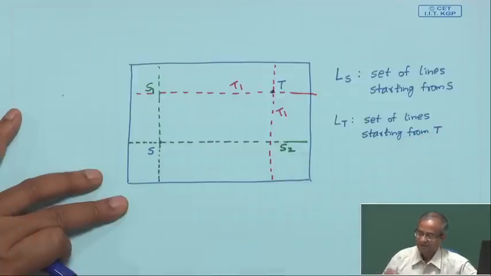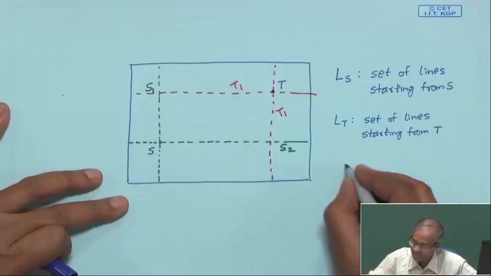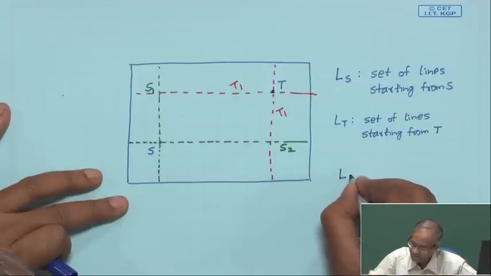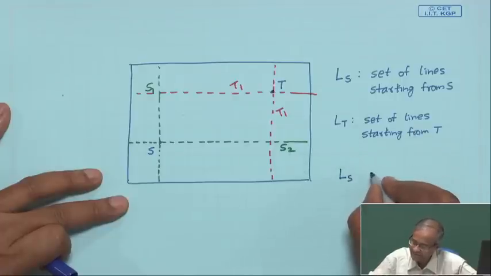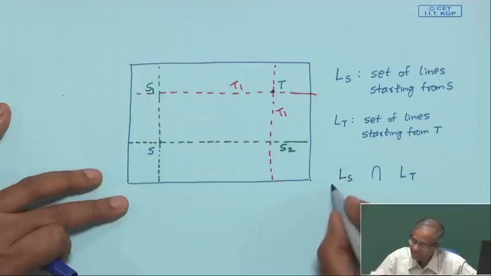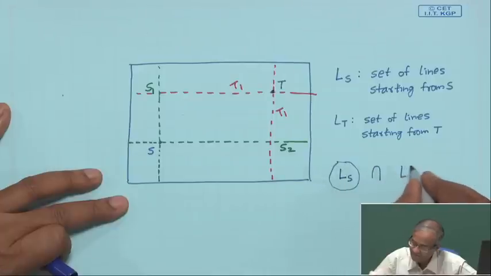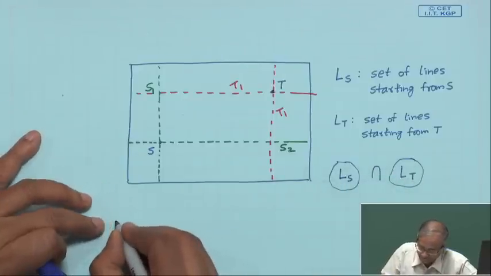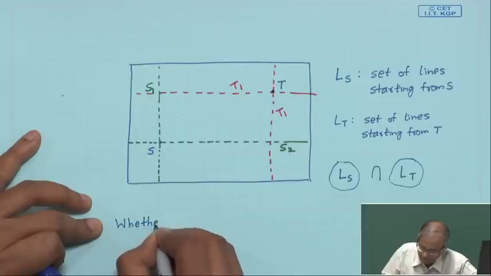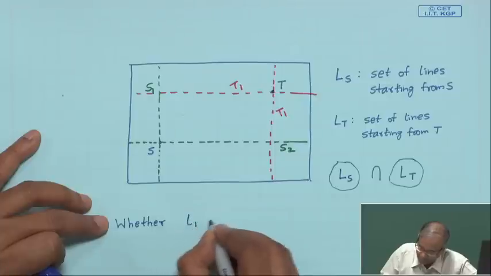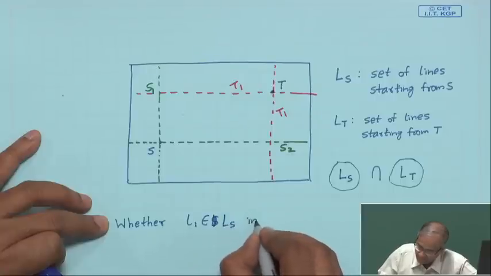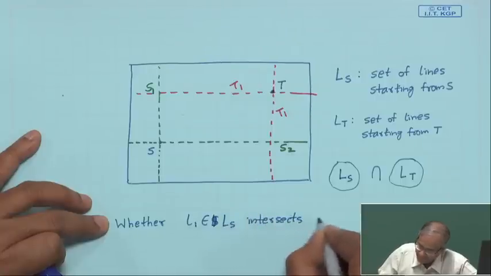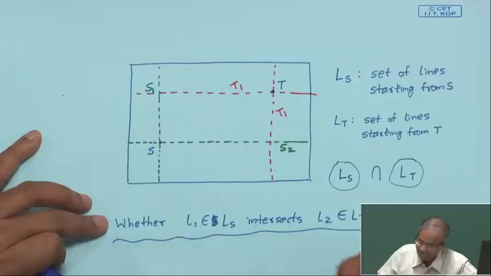Now, at every stage, we check whether any line from this set LS intersects any line from LT or not. I am not saying this is set intersection. What I mean to say is that we check whether a line from LS intersects a line from LT. That means what we are checking is whether L1 belonging to LS intersects another line L2 which belongs to LT. So, we are checking this at every step.